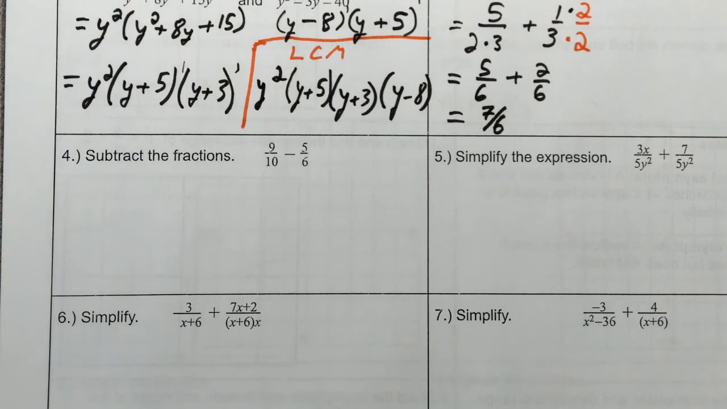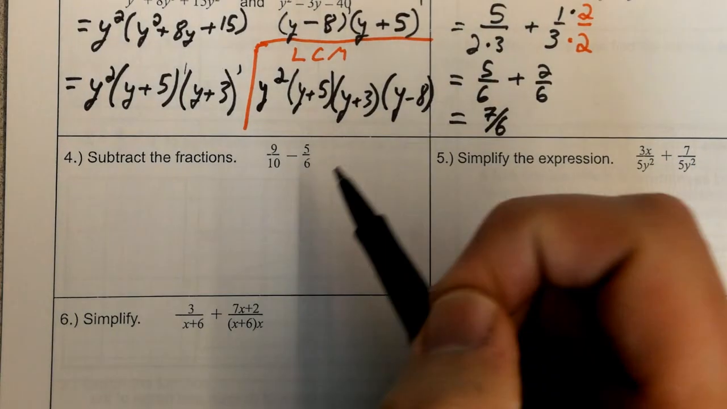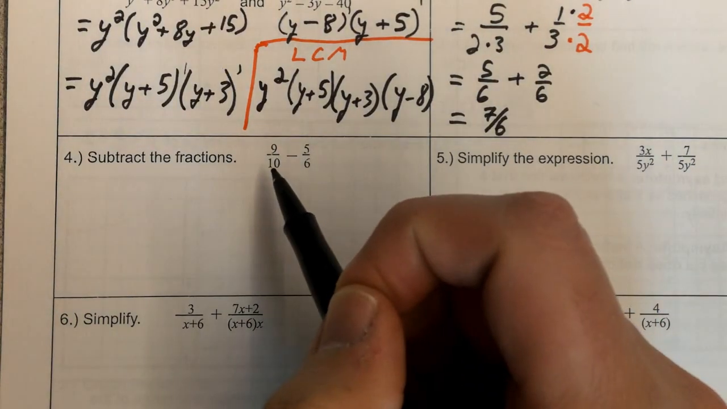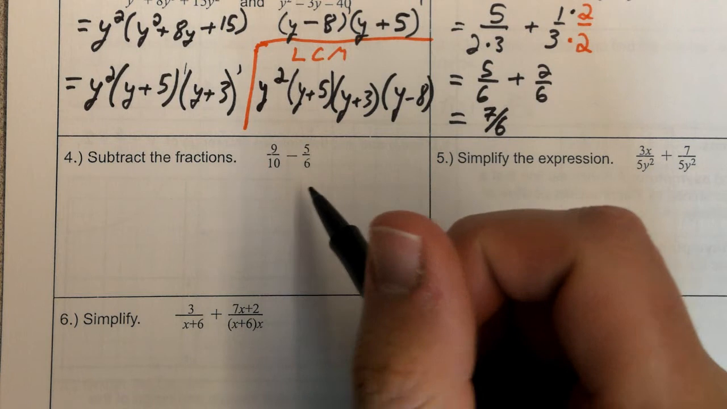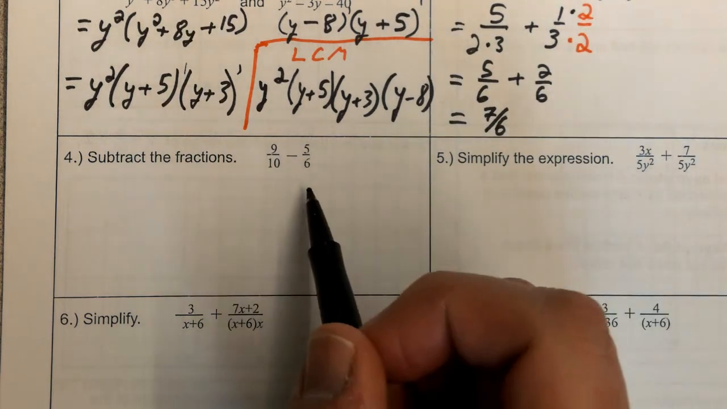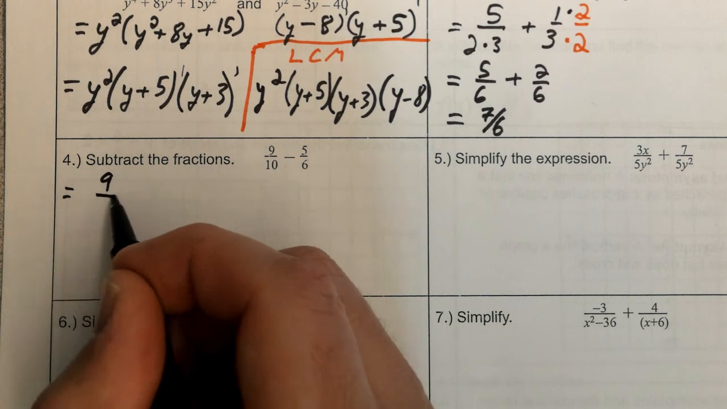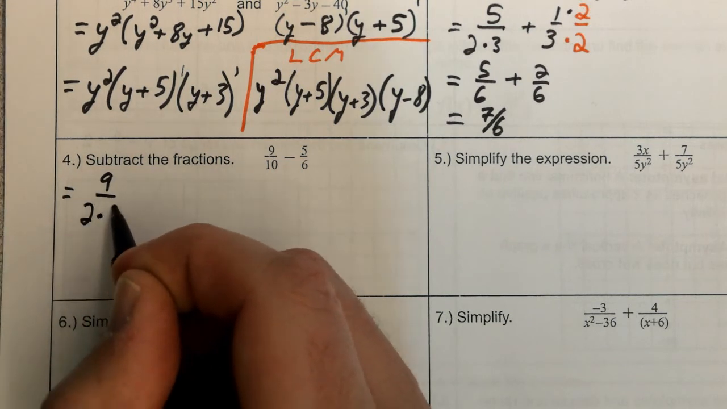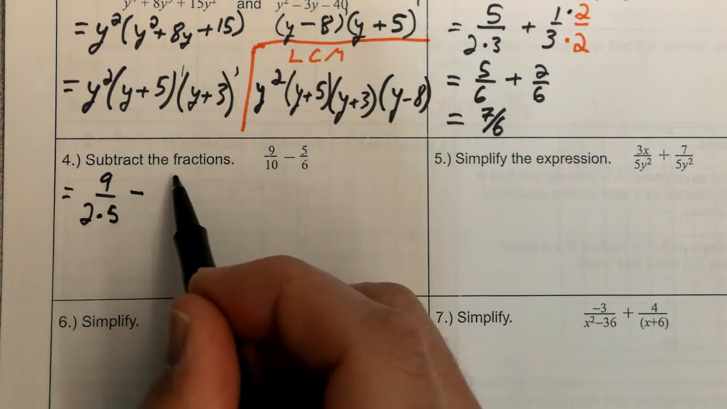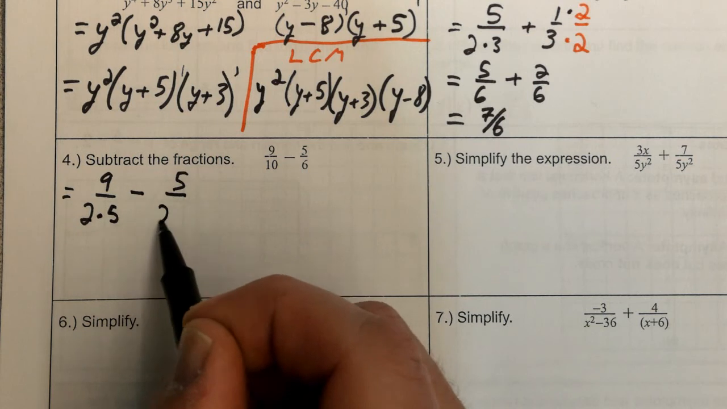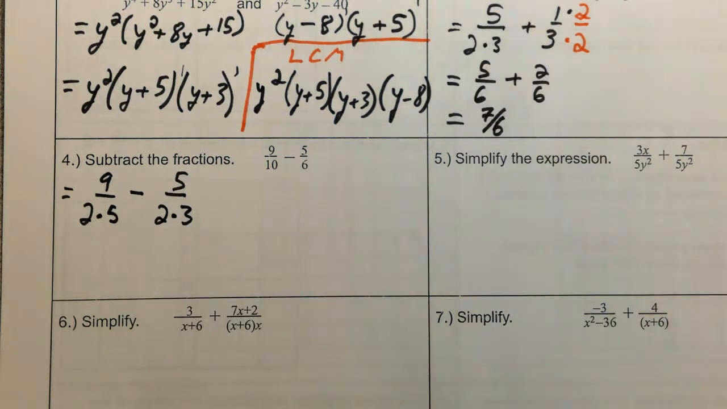It'd be a good spot to stop right here and pay attention, stop and try this one, and then play it and see how it goes. So I'll go through this one a little bit quicker. If I'm taking 9/10, I'm just going to rewrite that real quick as 9/2 times 5 minus 5/2 times 3.